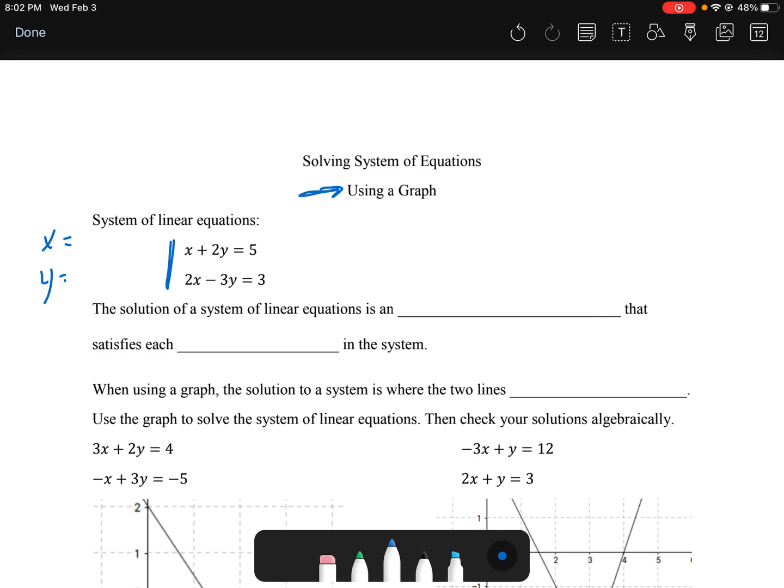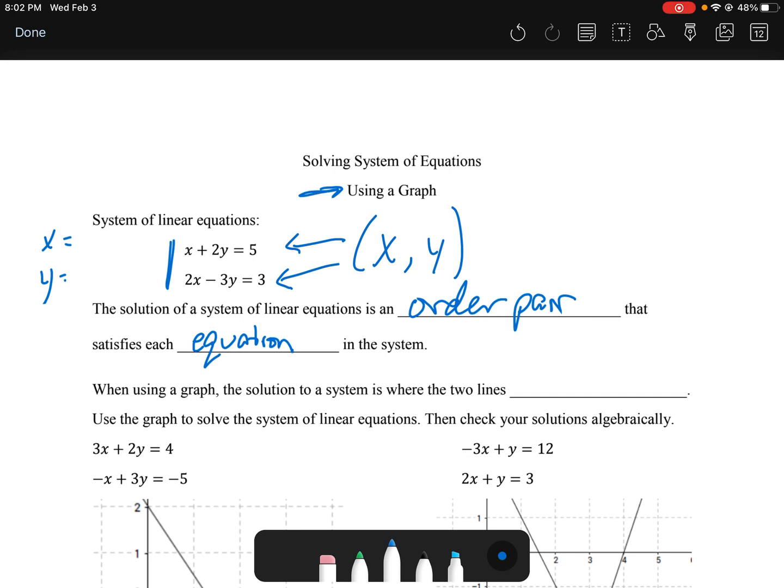So the solution of a system of linear equations is an ordered pair. And this ordered pair, when substituted back in, satisfies each equation in the system. So at the end, your answer should look like x comma y, and when we substitute it back in, both sides are equal to each other.